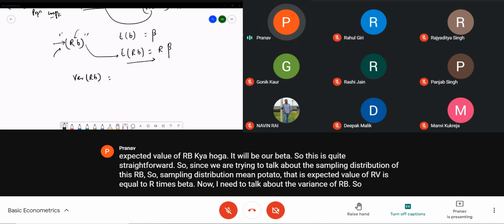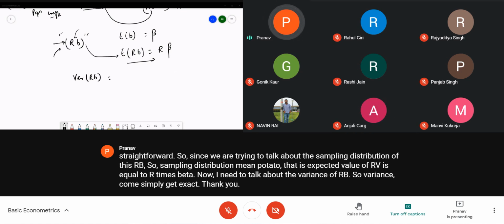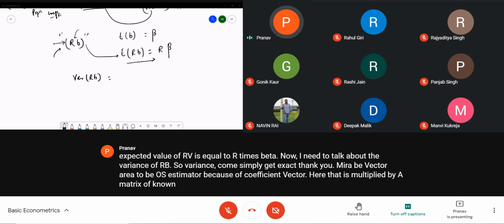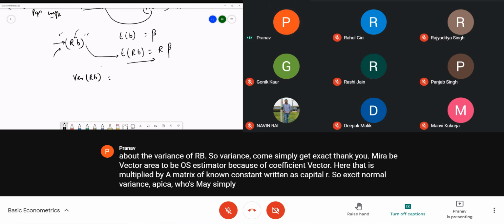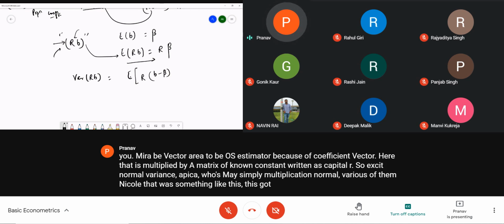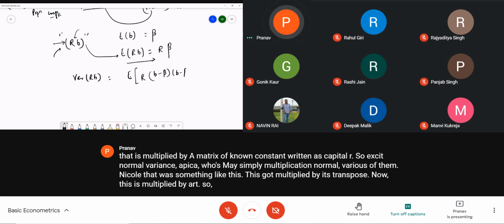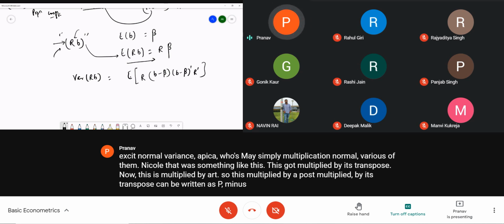So variance को हम simply ये देख सकते हैं कि जो मेरा b vector है या जो b OLS estimator का जो coefficient vector है, that is multiplied by a matrix of known constants written as capital R. So इसका अगर मैं variance की बात करूं तो जो normal variance है b का उसमें simply मुझे R को multiply कर देना है. So normal variance of जो हम निकाले थे that was something like this. This got multiplied by its transpose. Now this is multiplied by R. So this post multiplied by its transpose can be written as b minus beta transpose R transpose. And this is how you calculate variance of Rb.